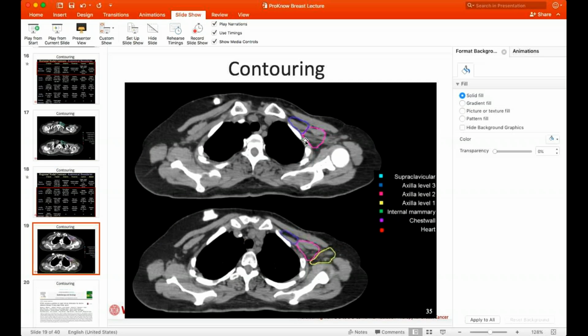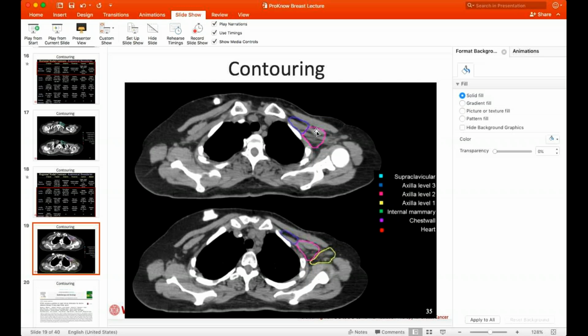The posterior border is at the rib and pleural interface, and the lateral border is at the lateral edge of the pectoralis minor muscle. So this pink structure is your axillary level 2 contour. And so you're getting not just the lymph nodes that lie behind the pectoralis minor, you're also getting the interpectoral lymph nodes.